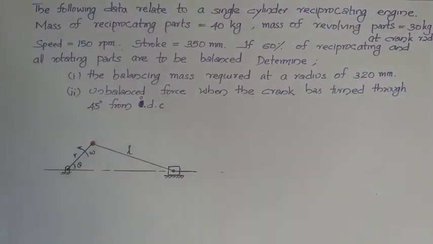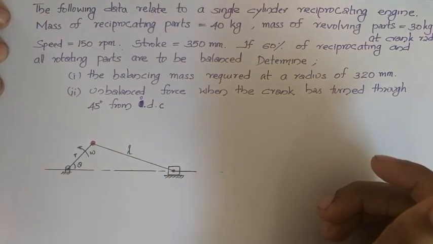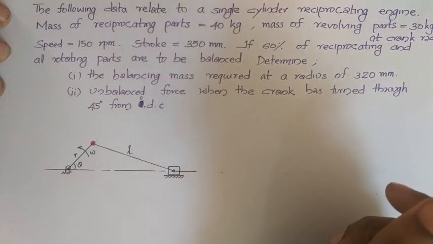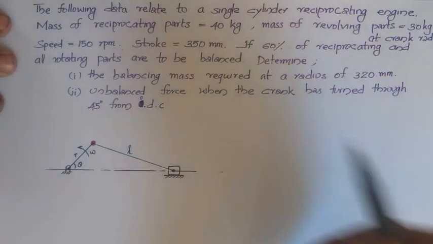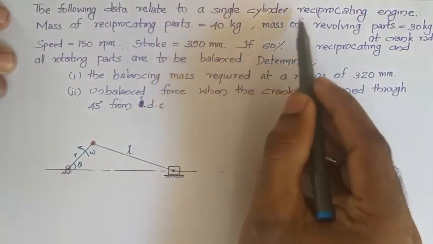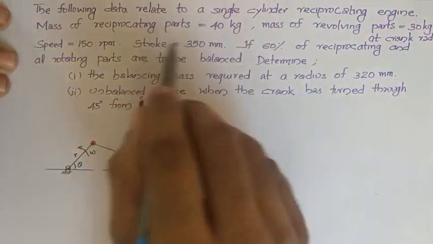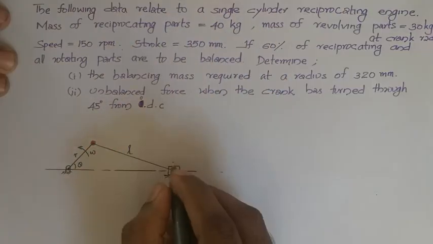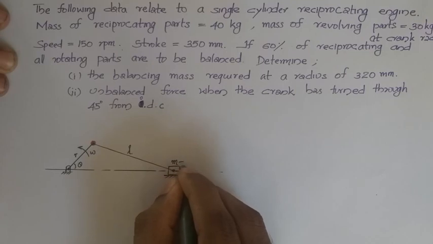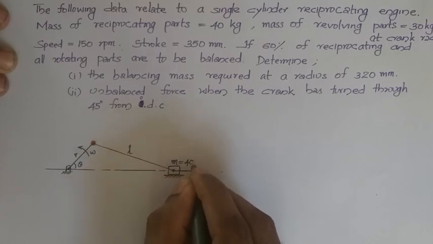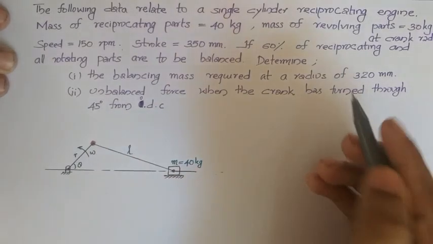Hello, in this video we will be solving a problem from the partial primary balancing of reciprocating masses. So here we have data relating to a single cylinder reciprocating engine. Mass of reciprocating parts is given as 40 kg. The mass of reciprocating parts we will be calling M, which is equal to 40 kg.